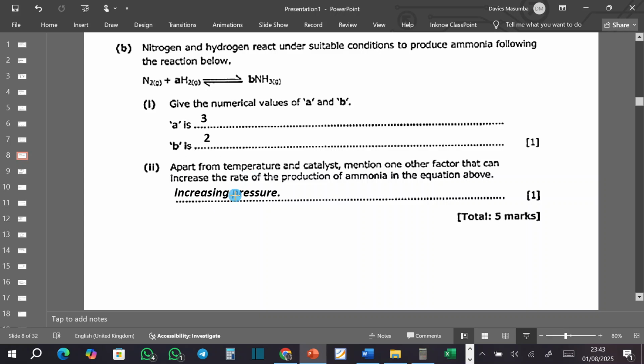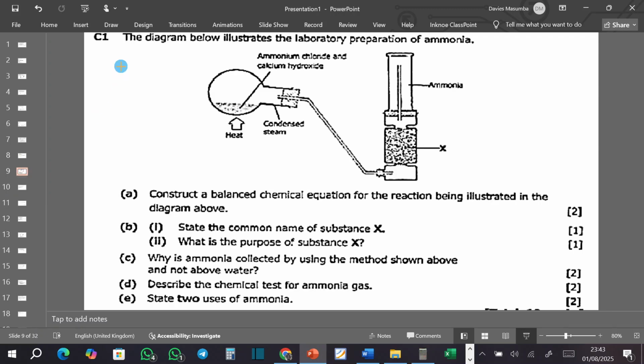Why have we chosen pressure? Pressure affects reactants in the gaseous state. We have reactant N2 nitrogen, which is a gas, and H2 hydrogen, which is a gas. So increasing pressure will increase the rate of production of ammonia, because there will be more collisions between nitrogen and hydrogen, leading to the formation of ammonia. Okay, then we move to another question.